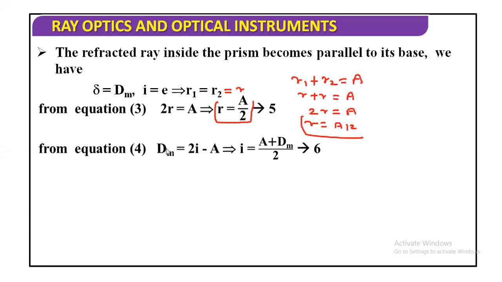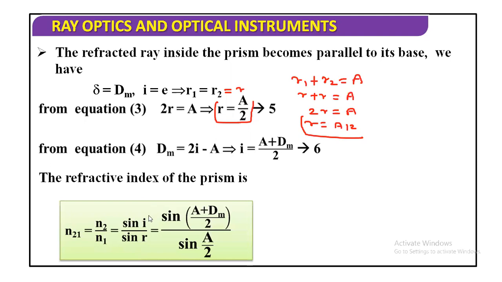Now, take the case of minimum deviation from equation number 4. Delta M, or dm, because I and E are also equal, becomes 2I minus A. From here we can find out I. So I is equal to (A plus dm) by 2. Angle of incidence is equal to (A plus dm) by 2. This is our equation number 6.